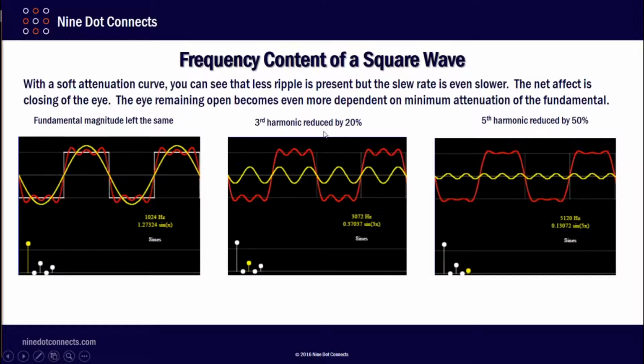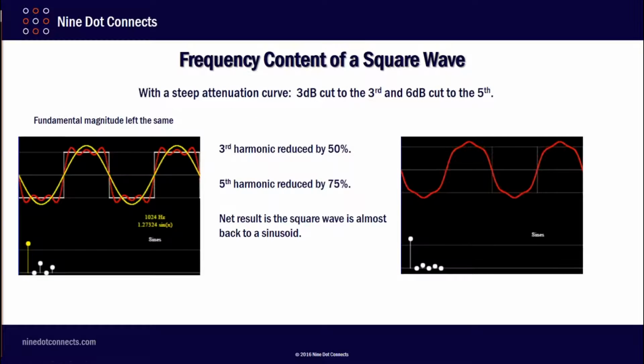In this situation, I reduce the third harmonic by 20% and the fifth harmonic by 50%. Now if I take a really steep curve and I do a 3 dB cut to the third and a 6 dB cut to the fifth, I'm causing a reduction of the third harmonic by 50% and the fifth harmonic by 75%. You can see that the net result as a square wave is almost back to a sinusoid.